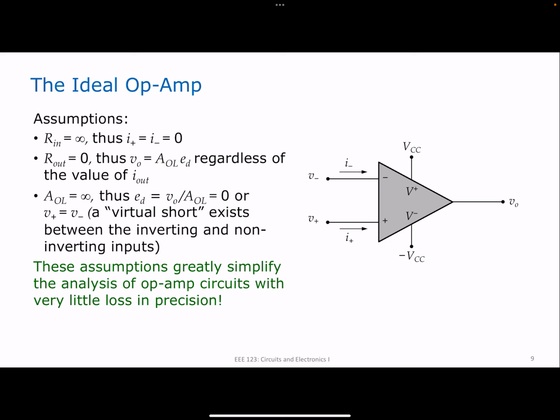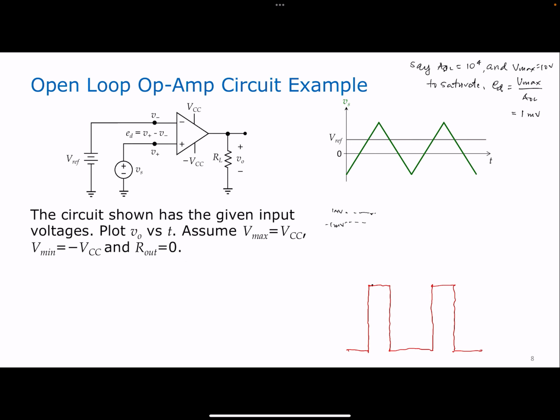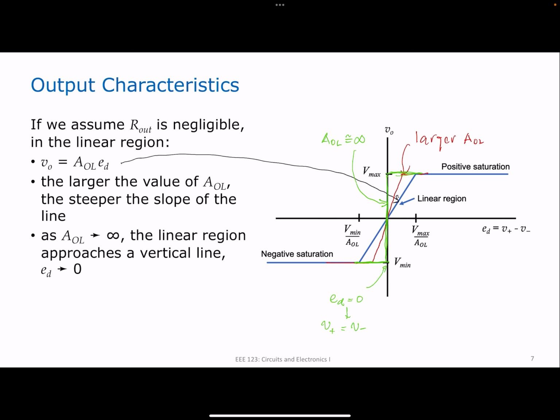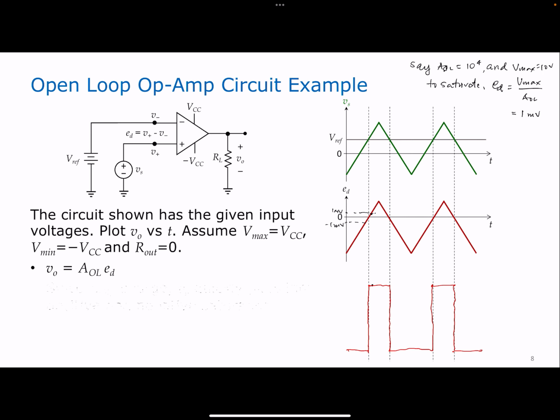And then the third assumption is that AOL is equal to infinity. If AOL is equal to infinity, then E sub D, which is V sub O over AOL, if this is infinity, then this quotient becomes equal to 0, or V plus is equal to V minus. So that's what I showed in this slide. This is the case where AOL is equal to infinity, E sub D is equal to 0, or V plus is equal to V minus.